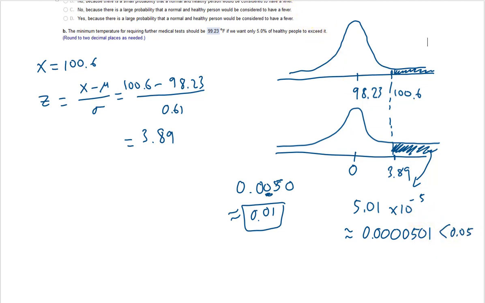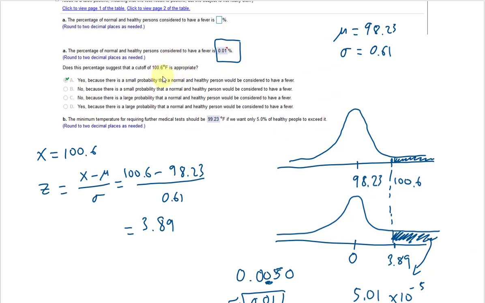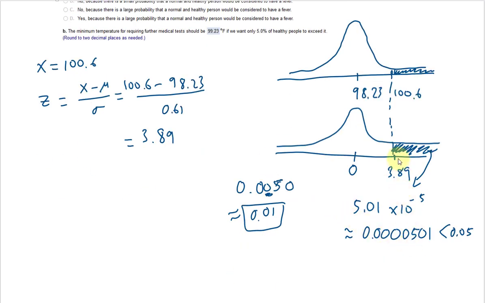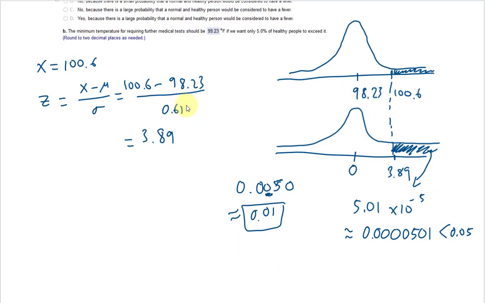if the probability is less than 0.05, this is significantly low, and therefore this would be a good cutoff for 100.6. That means not a lot of people have a normal temperature above this degree. So anything above this degree should be considered as fever.